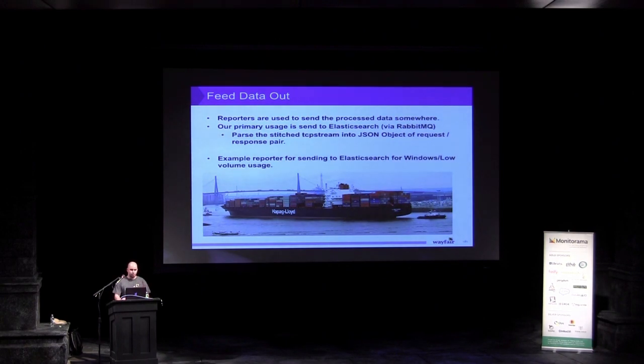And I kind of alluded to it. Reporter is a class in Java that will send that data somewhere. So once it's stitched together into an object, you can JSON encode it and send it to Elasticsearch. We actually send it to RabbitMQ, so we can just pump RabbitMQ full of these things, and then Elasticsearch feeds off of that. We have an example reporter in there that, if you're developing on your desktop or want to run it at low volume, will write straight to Elasticsearch.